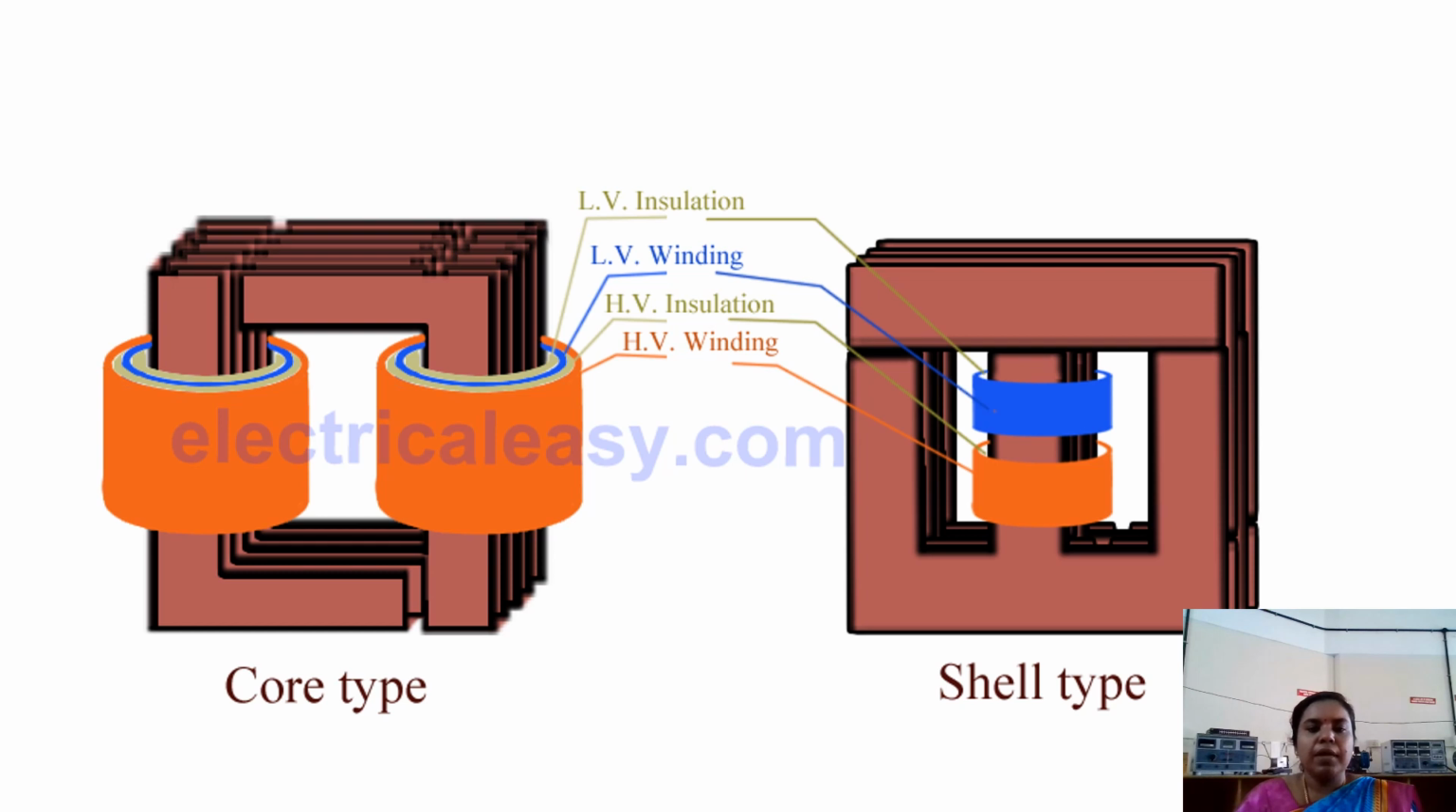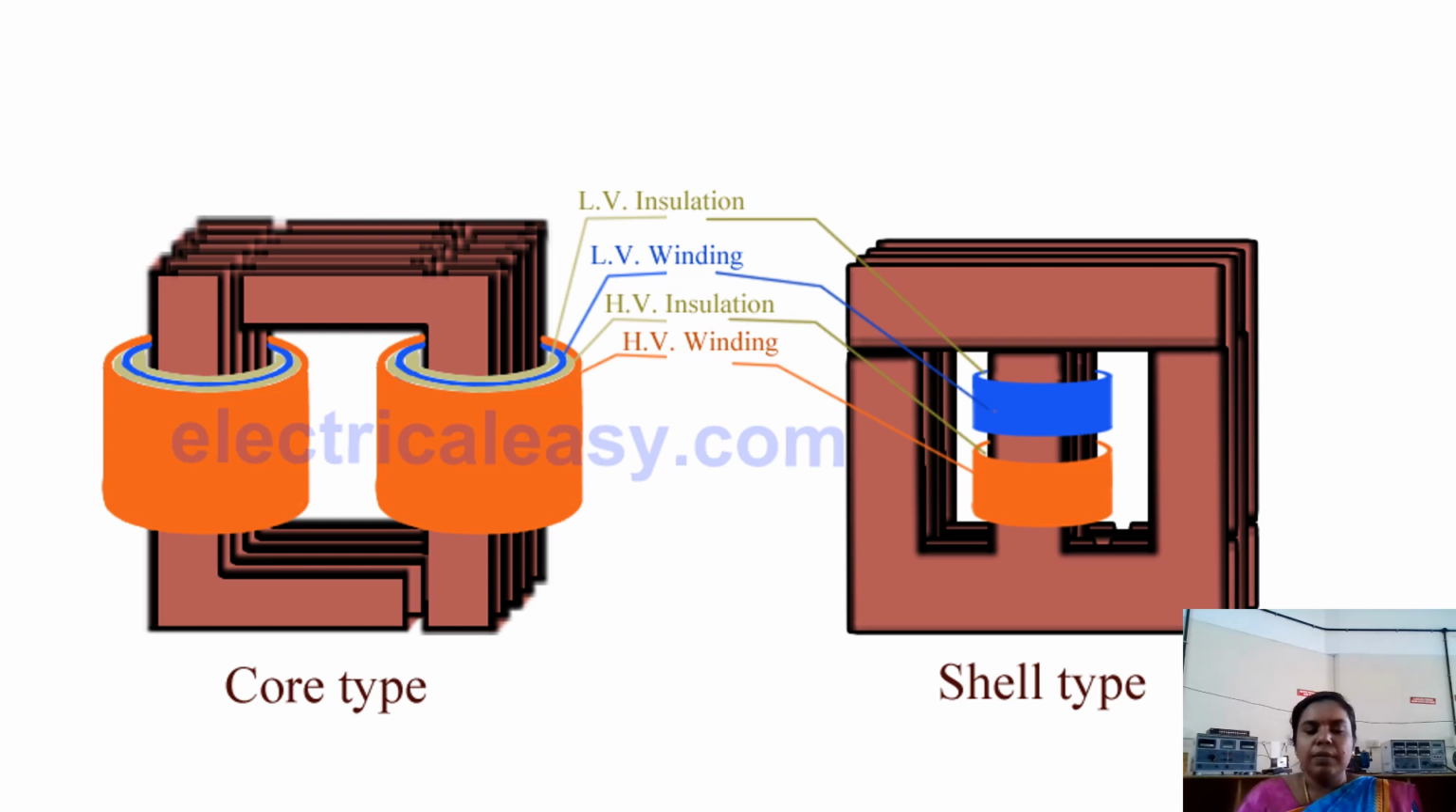These are the schematic representations of core type and shell type transformers. What is the difference? Looking at the lamination, the core type has two L-shaped laminations, whereas in shell type we have a U-shaped lamination and then an I-shaped lamination. In core type, the windings are wound around the core, but in shell type, you see in the center limb the windings are placed, so the windings are surrounded by the core.